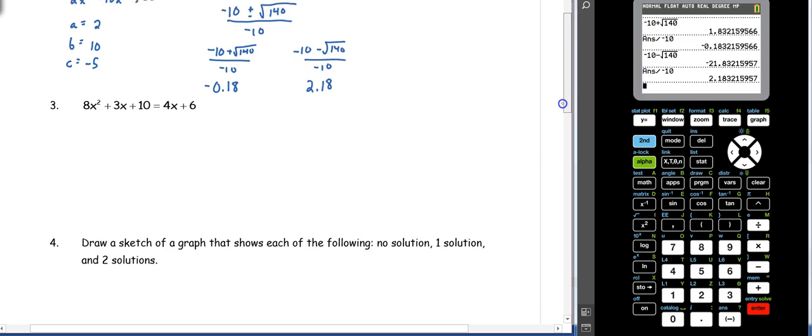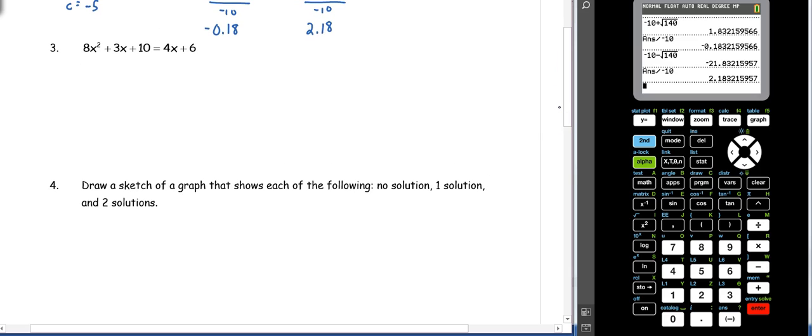So let's try one more problem using the quadratic formula where we have to move things first. In this case, it's again not set equal to 0, and there's two things on the other side that we need to move over. So we are going to subtract 4x, and we are going to subtract 6 from both sides. So we get 8x squared minus 1x plus 4 equals 0. So I can identify my a, b, and c values. My a value is in front of the x squared, which is 8. My b value is in front of the x, which is negative 1. And my c value is the number by itself, so 4.